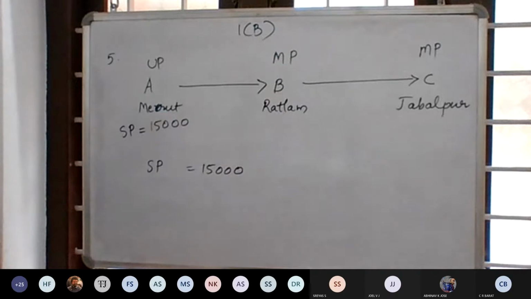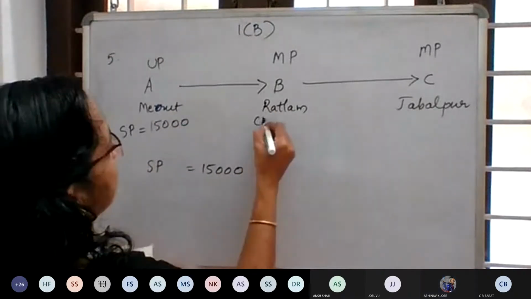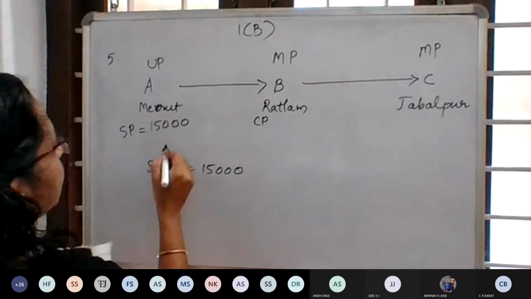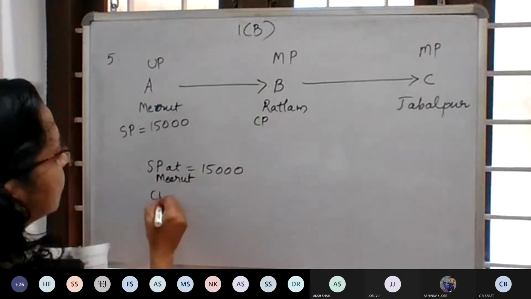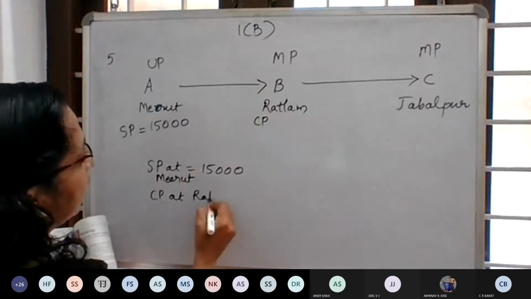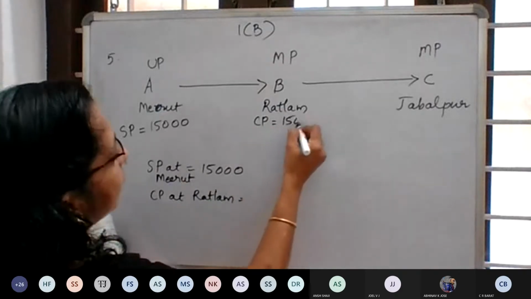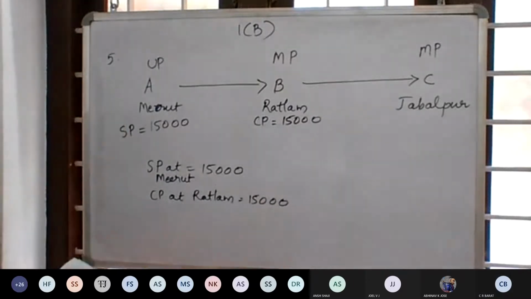Next one, cost price. So for dealer B, what will the cost price be here? At Ratlam, the selling price at Meerut is 15,000, which means the cost price at Ratlam will be 15,000. Then read the next sentence.